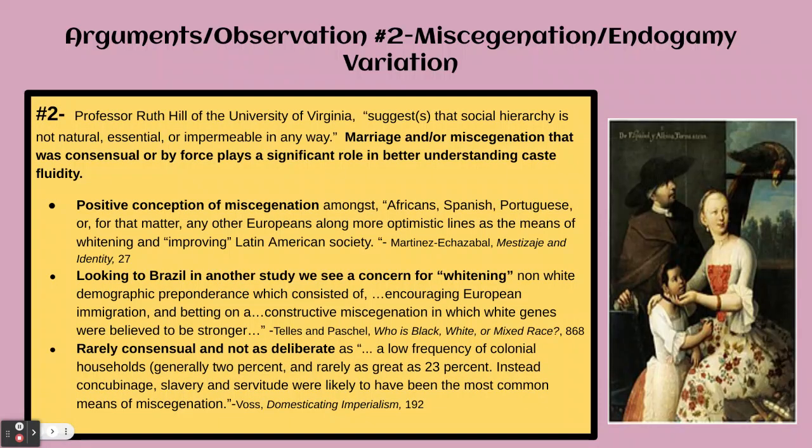Observation number 2, miscegenation and endogamy variations. So, we have a quote from Professor Ruth Hill at the University of Virginia, where she suggests that social hierarchy is not natural, essential, or impermeable in any way. And that marriage or miscegenation, consensual or by force, certainly plays a significant role in trying to better understand caste fluidity. We see in some parts of Latin America a positive conception of miscegenation amongst, quote, Africans, Spanish, Portuguese, and any other Europeans along more optimistic lines as the means of whitening and trying to improve Latin America.